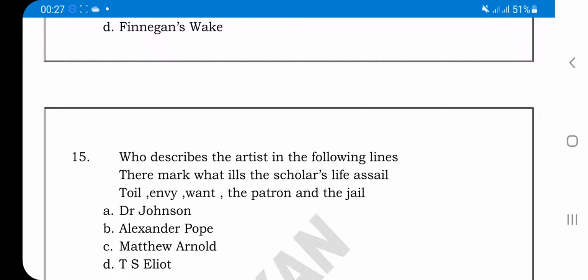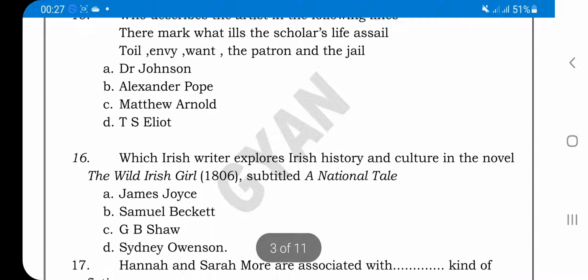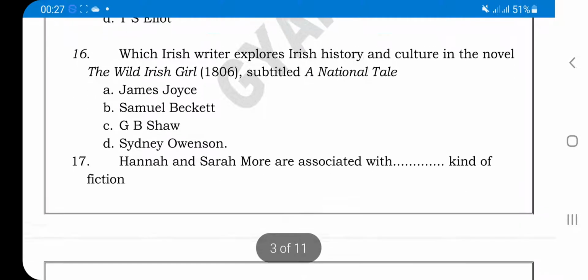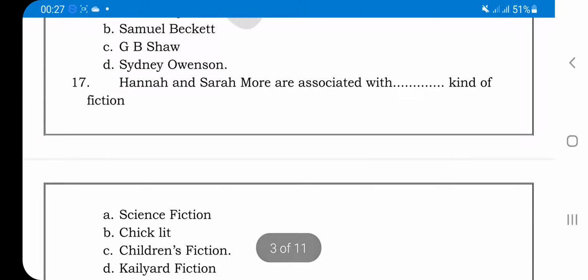Now, who describes the artist in the following lines? They mark what else the scholar's life, sail, toil, and we want a patron and jail. Next, which Irish writer explores Irish history and culture in the novel The Wild Irish Girl, subtitled A National Tale? Discuss it with your friends and do tell me the answer.